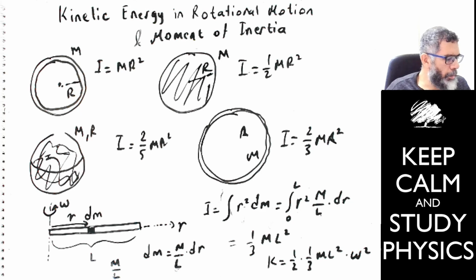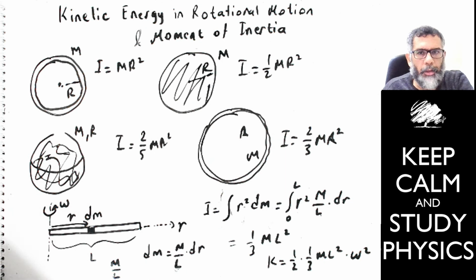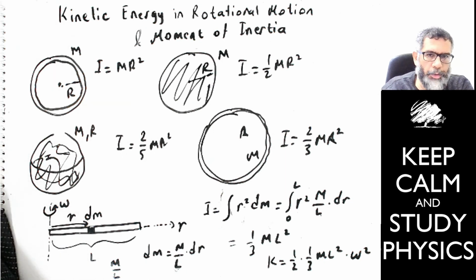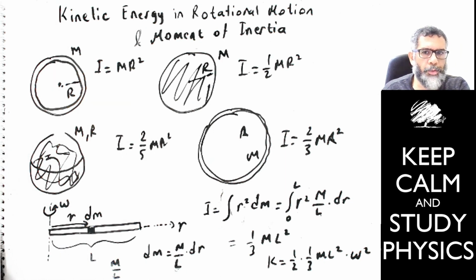In problems, most of the time you will be given whatever the shape of the object is, and these moments of inertia will be given to you. You don't have to memorize them. Okay, so that's it about the kinetic energy of rotational motion, and how we associate the moment of inertia for every different type of distributed object, be it a system of point particles or an object which has a distributed mass.